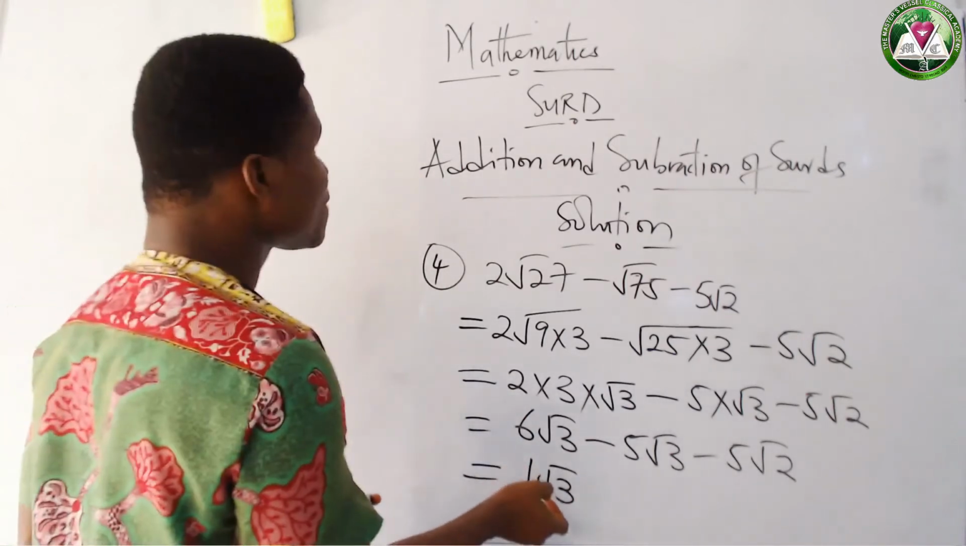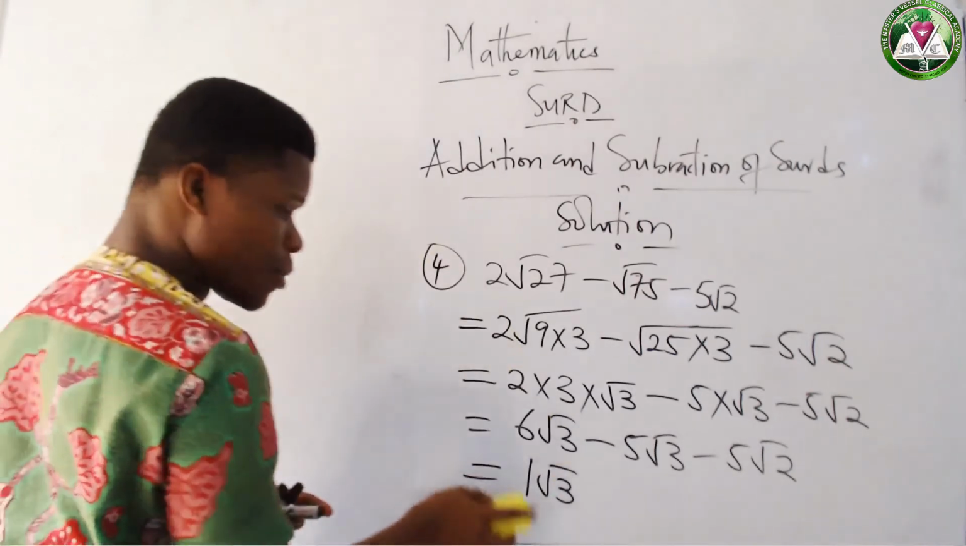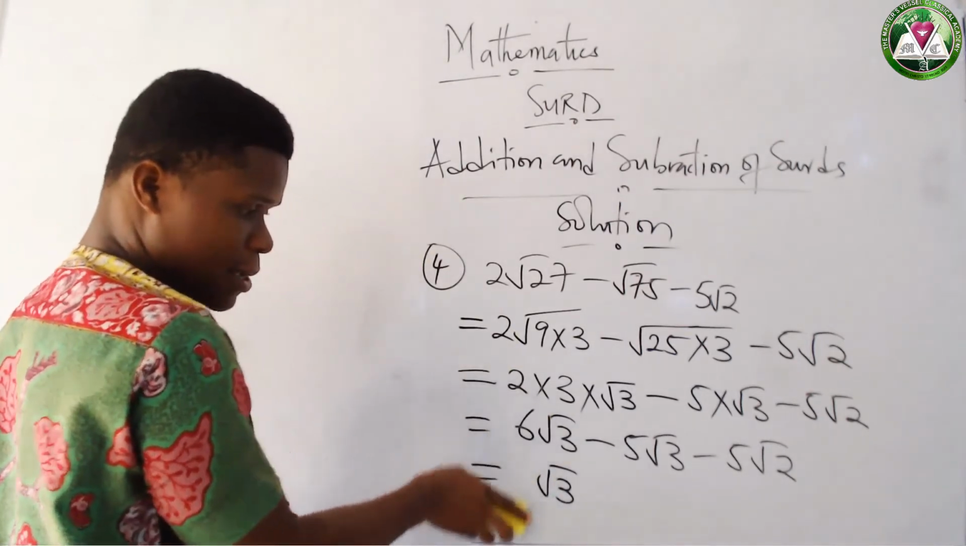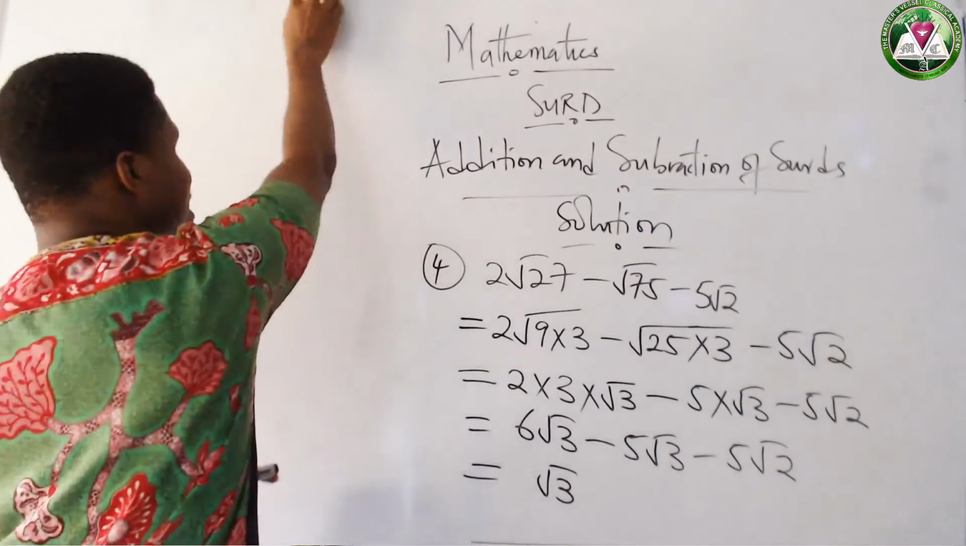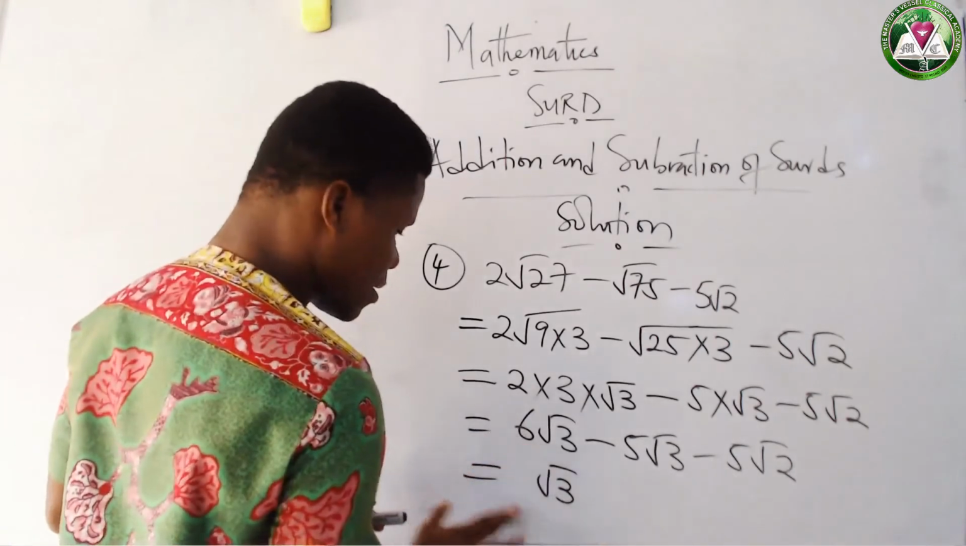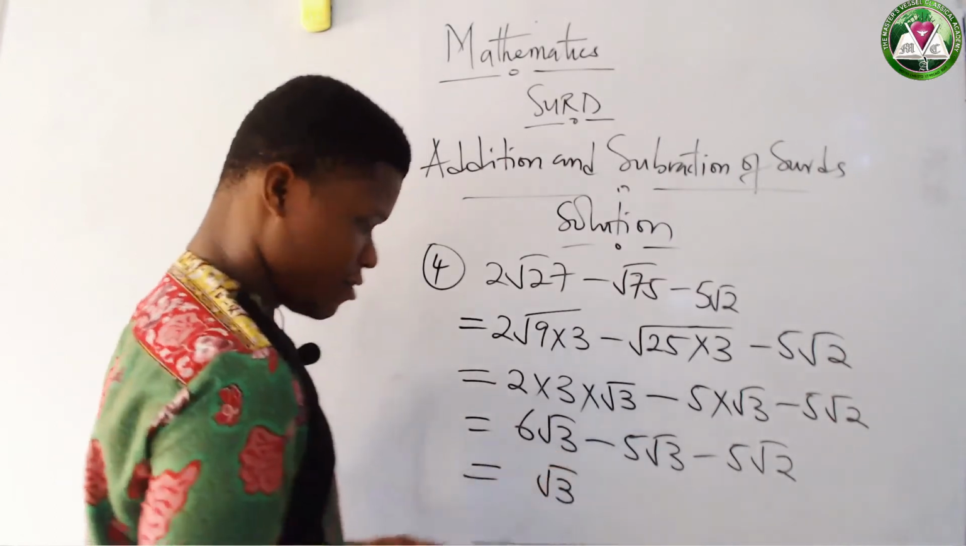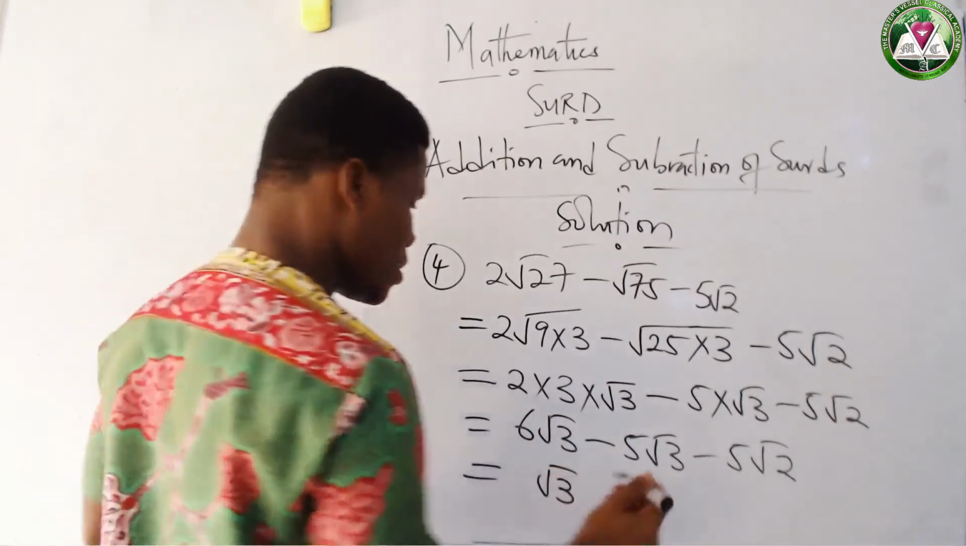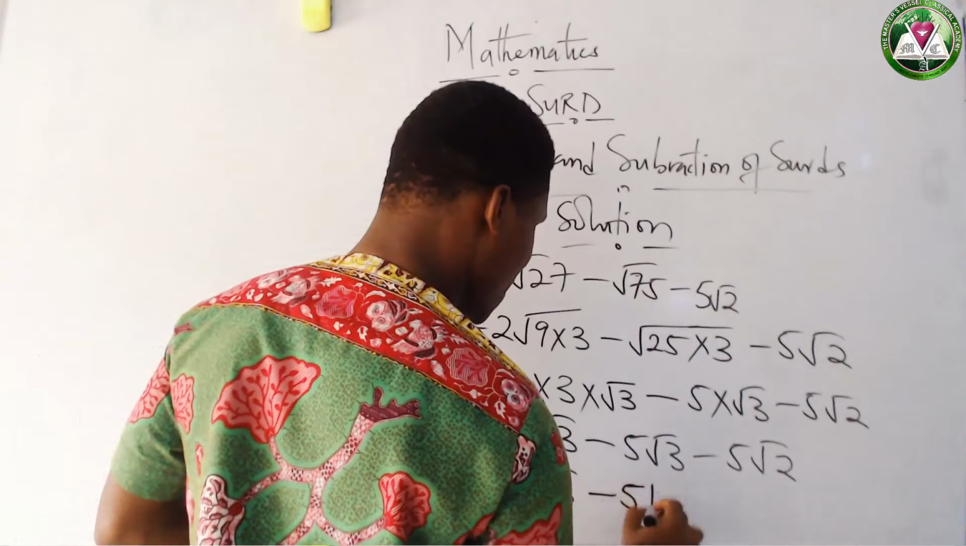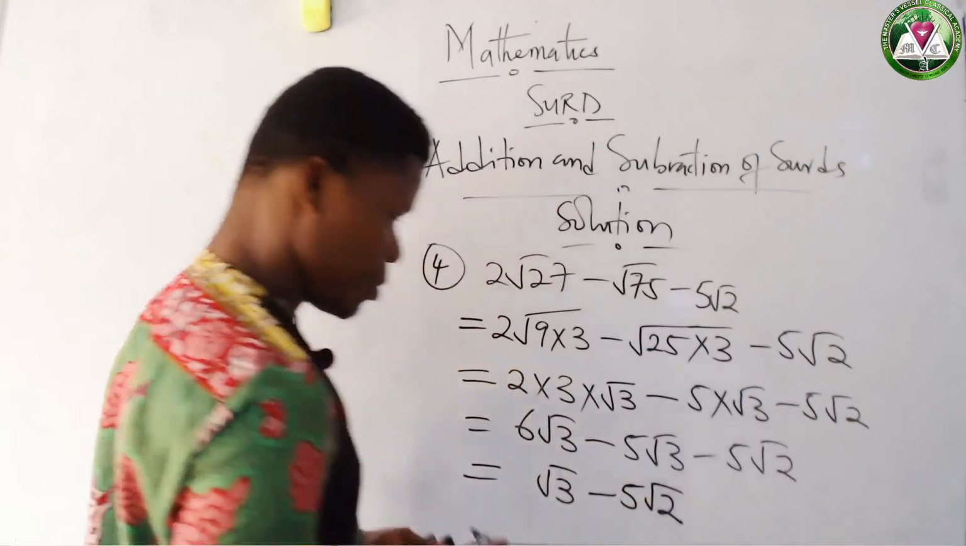So we can say this is 1 root 3, or we can just say it's root 3. That's how you want to say it. But let's leave it at root 3. So 6 root 3 minus 5 root 3 is 1 root 3, or just root 3. Okay, minus 5 root 2.